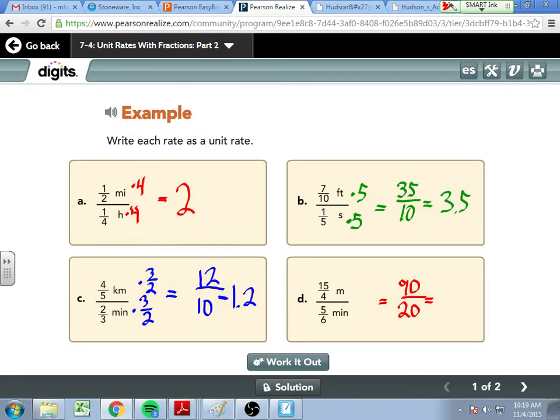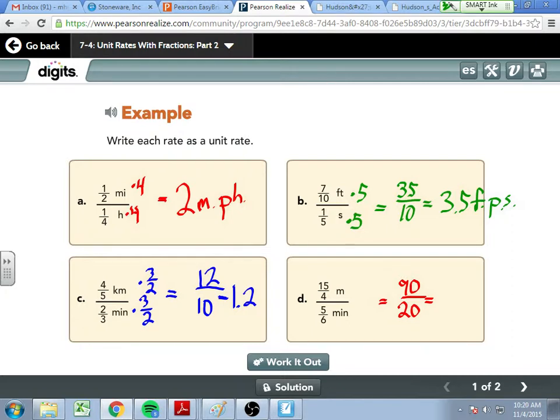So when the denominator is an easy fraction, just think, what do I do to that fraction to turn it into 1? Well, to turn 1/4 into 1, you just multiply by 4. So you do it on top and bottom. 4 times a half is 2. My label would be miles per hour. For 1/5, to turn it into 1, you just multiply by 5. So I multiply by 5 on top. I get 35/10, which is really just 3.5. My label there would be feet per second, often abbreviated FPS.